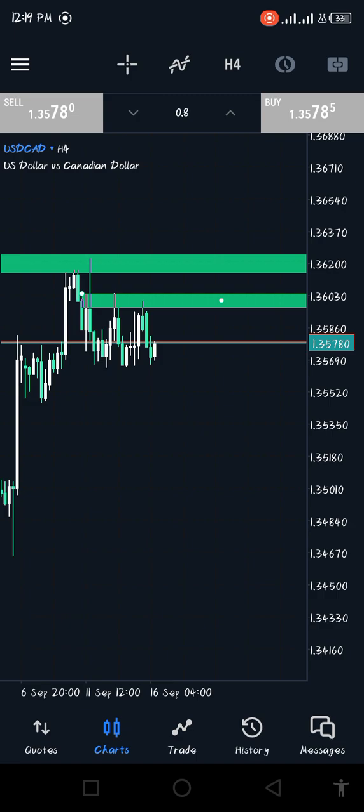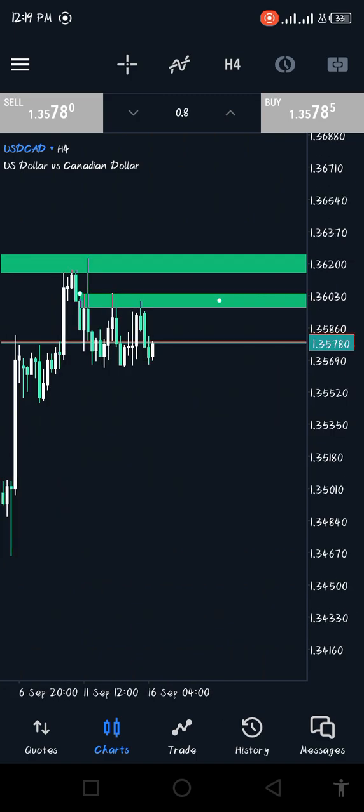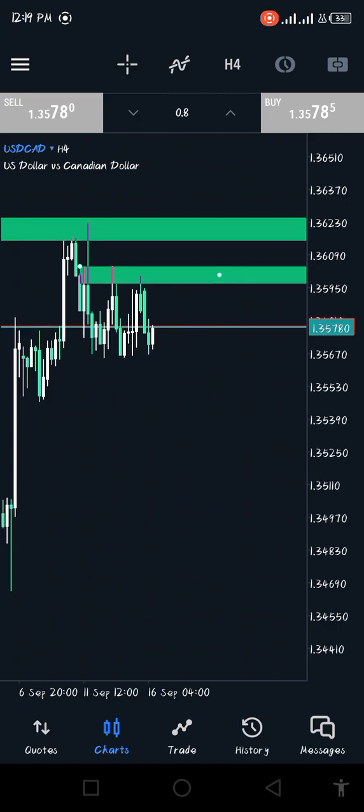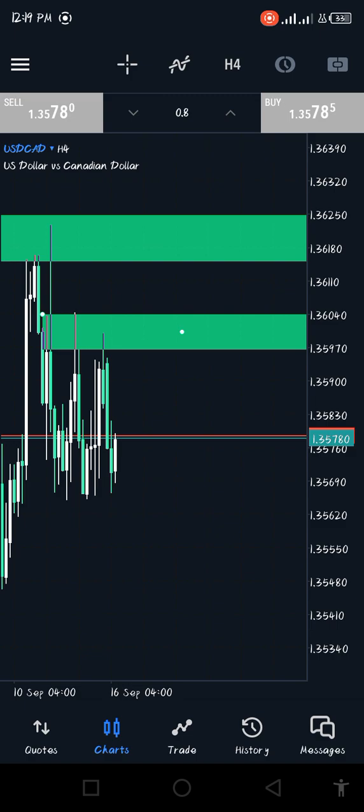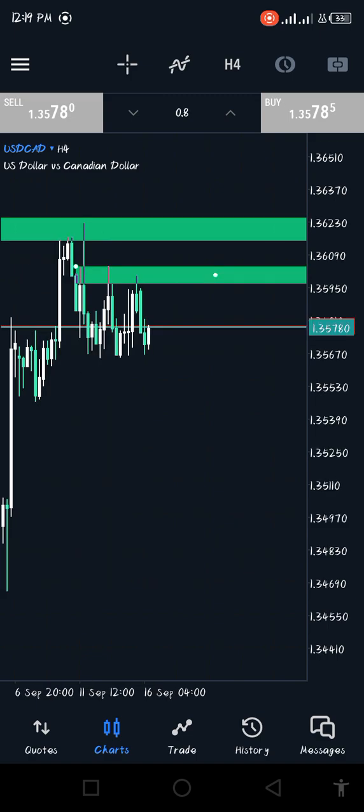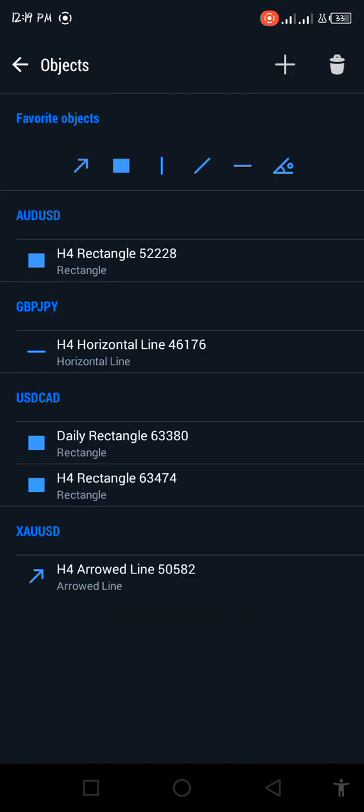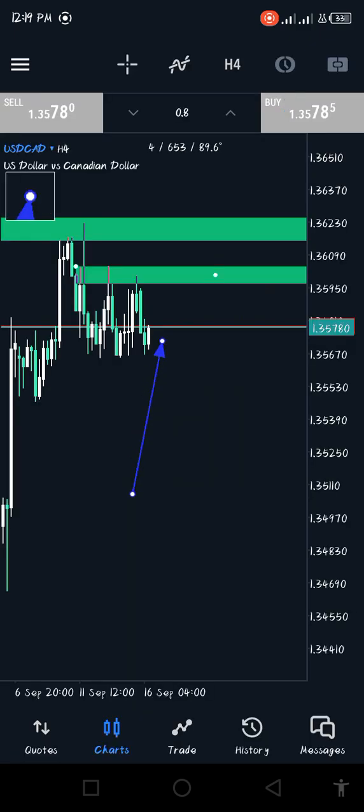How do we define major zones? We define major zones as where price has been reacting to or from in the past. So you can understand why I drew that zone, apart from this zone right there.